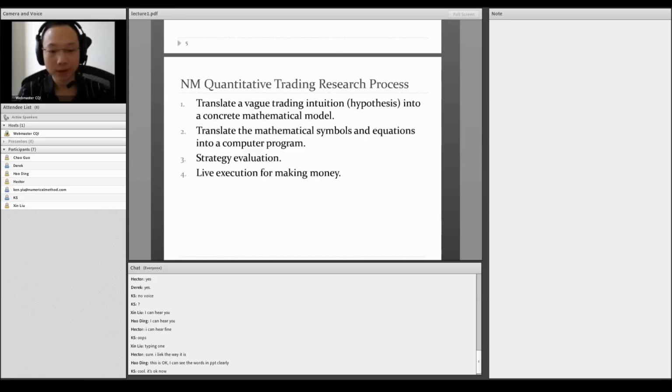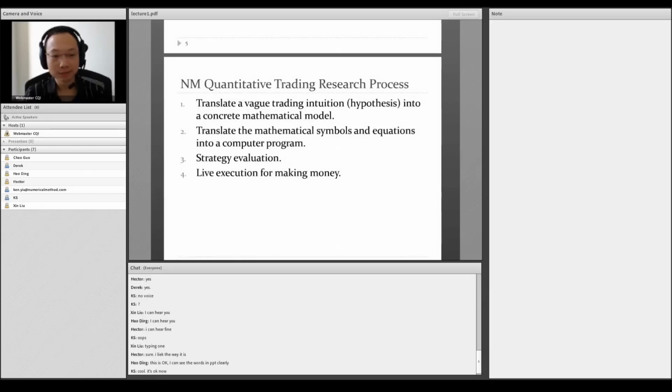After you have the mathematical model and the computer program for it, you can do strategy evaluation, so that you can evaluate whether it makes money or not. You compute, for example, the historical P&L, the Sharpe ratio, the max drawdown, and all the performance measures. Basically, you try to see whether the strategy is working or not. Let's say the strategy doesn't hit the target Sharpe ratio. Usually it does not on the first try.